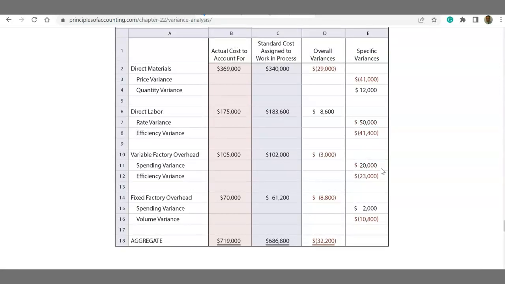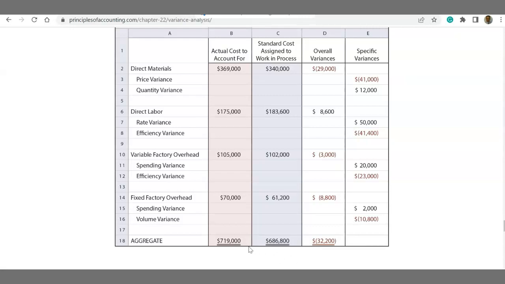So that was $30,000 unfavorable. And fixed factory overhead actual cost was 70. Standard was 61,200 for the production of 3,400 sections. So overall that gave us $8,800 unfavorable variance in regards to actual cost, because the standard maximum we can apply for the 3,400 sections of production is only $61,200, but actually it cost us $70,000. That's not good. That's $8,800 overall unfavorable variance for fixed factory overhead.